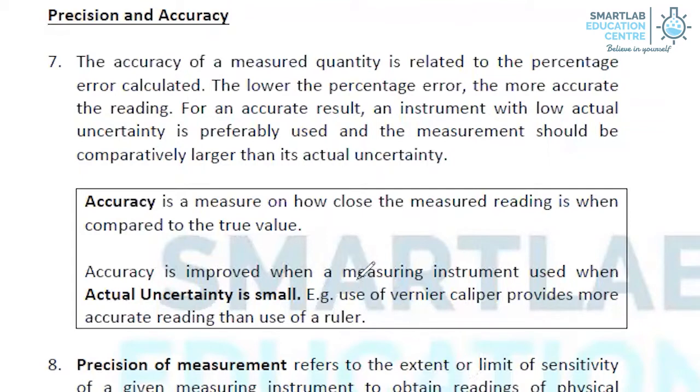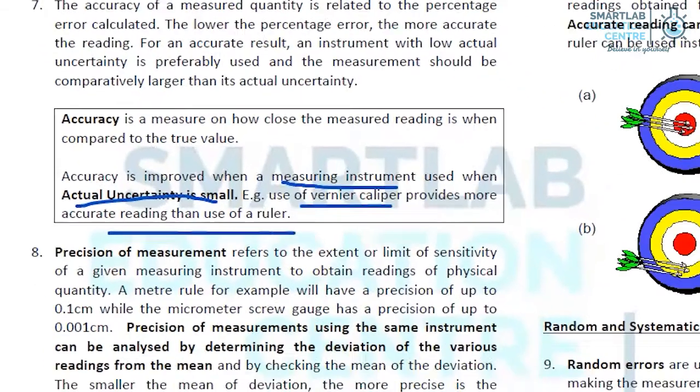Which means that if you use a measuring instrument with a high precision, then your actual uncertainty is small, which means that you will be able to measure more accurately. So a good example is that your vernier caliper provides a more accurate reading than that of a ruler.